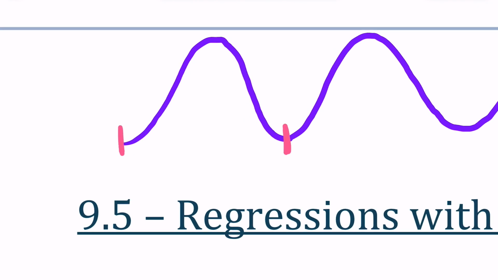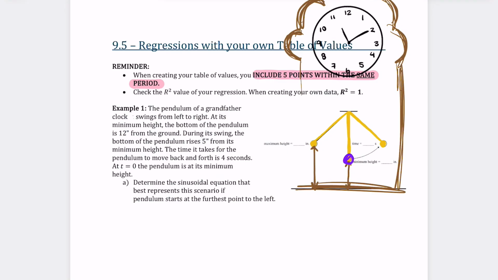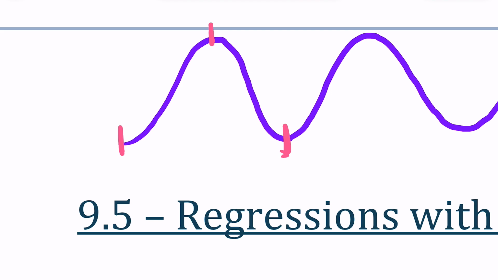Now, sinusoidal functions exist in a way where that max is going to be exactly the halfway point between the two mins. So if this is a distance of, let's say, 8 apart, then exactly at the halfway point, the distance from the min to the max, or the max back down to the min, will each be 4 from the center. Now these are split very equally. This is always true for any sinusoidal function.